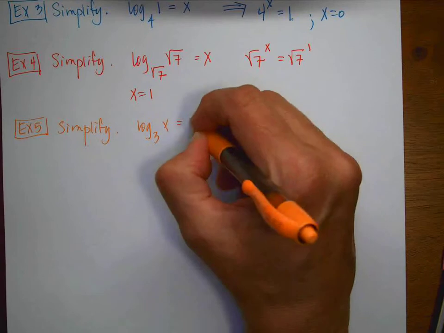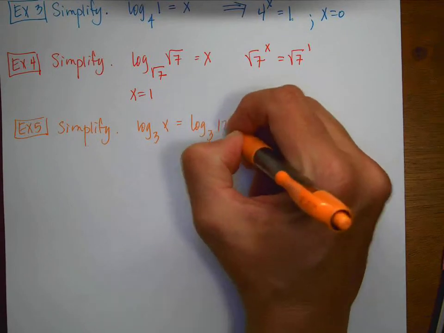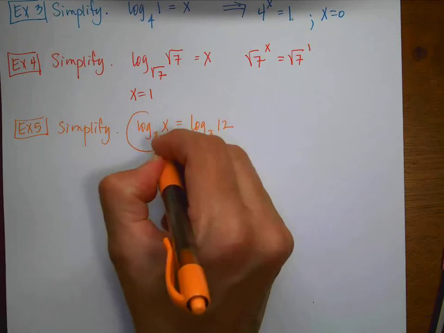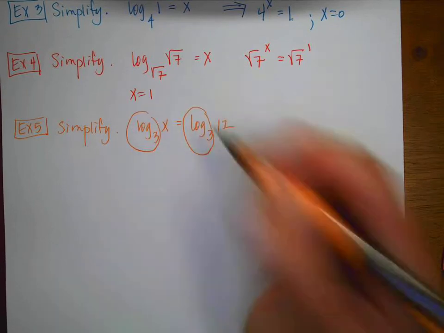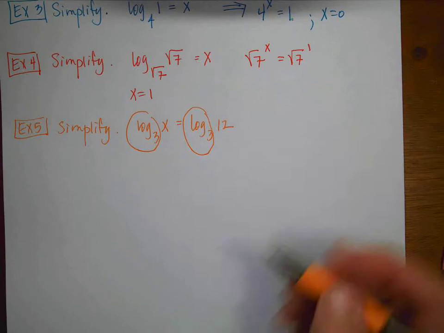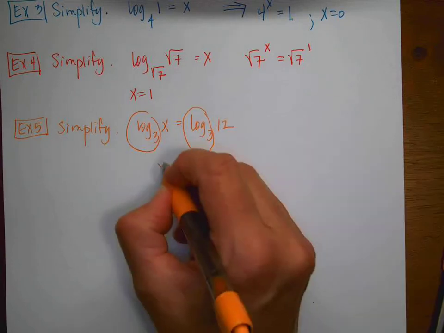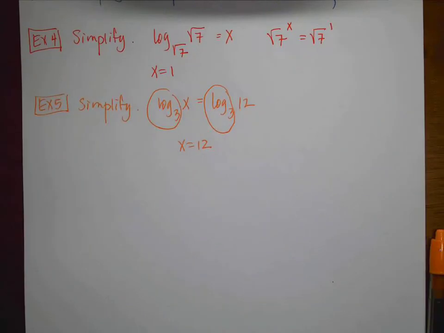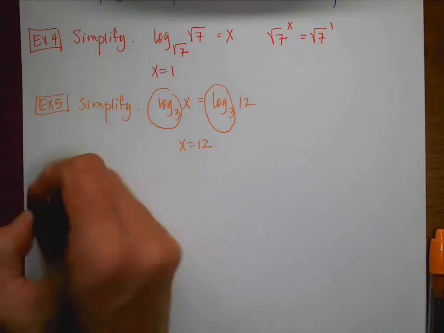If I had the log base 3 of x is equal to the log base 3 of 12, love these problems. This is the same as this. Therefore, by the one-to-one property, those go away. x is equal to 12. Doesn't get much better than that.